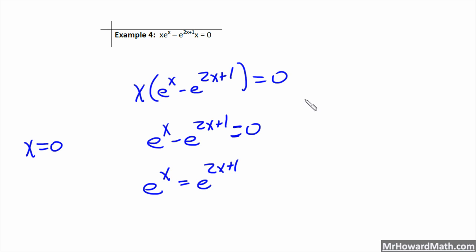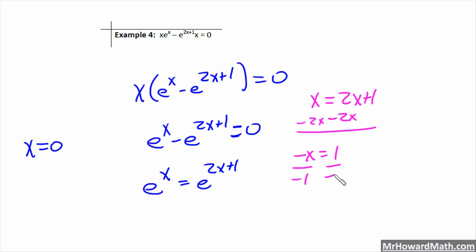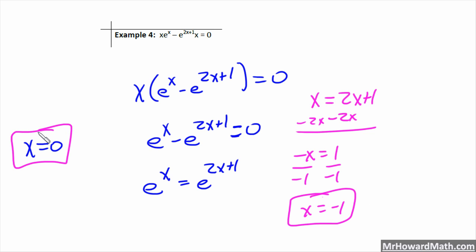So we get, let's do that in this pink color like we've been doing, x equals 2x plus 1. We have like bases again, so we drop those bases, set the exponents equal to one another and solve. That's what we're doing, same as always. So we will subtract 2x here. So we get negative x equals 1. So we'll divide by negative 1. And we get x equals negative 1. So we have two solutions in this case. We have x equals negative 1 and we have x equals 0. So both of those are our solutions to example 4.